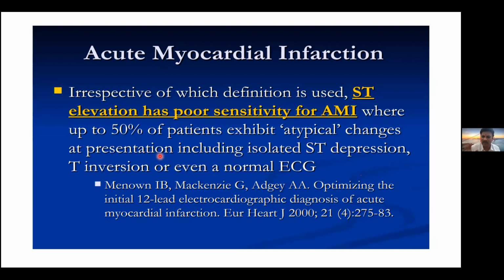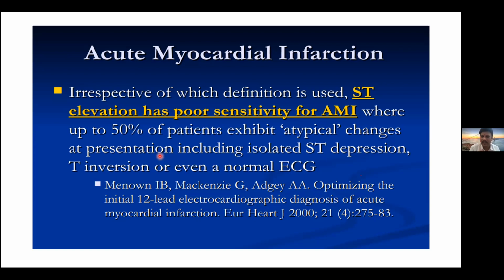Even though ST elevation is the main feature of acute MI, most of the time only 50 to 70% of the time ST elevation is there. In 30 to 50% of the time, the first ECG will not show ST elevation. That is the reason why we always take another ECG for a typical chest pain after 1 hour.